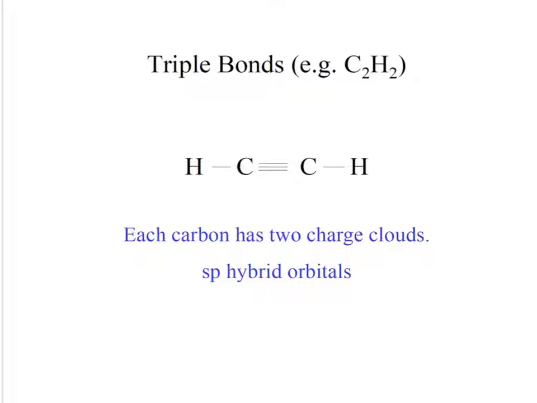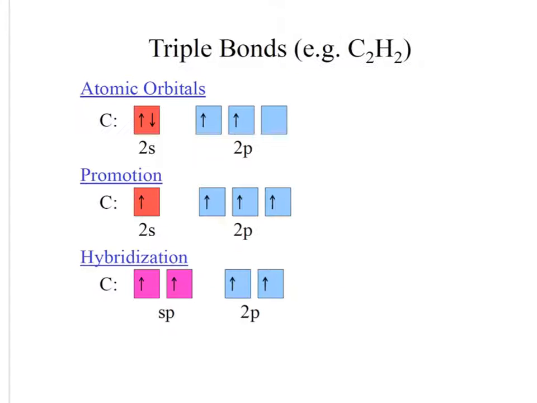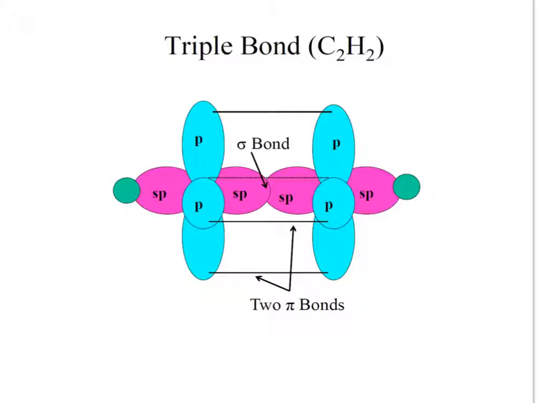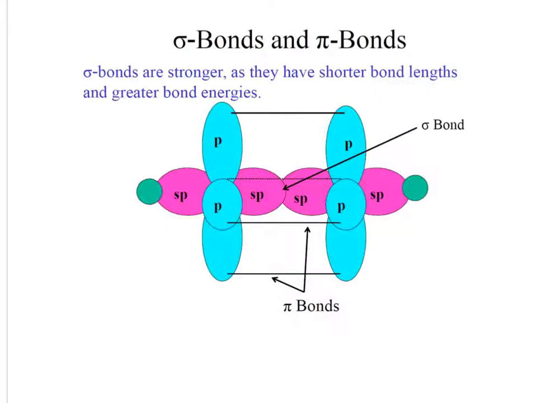Triple bonds. Each carbon has 2 electron domains, sp hybrids. Each carbon has 2 p orbitals with unpaired electrons left over after the sp hybridization has occurred. So here's your triple bond. Each triple bond is extremely rigid now, and it has 1 sigma bond and 2 pi bonds for every triple bond.